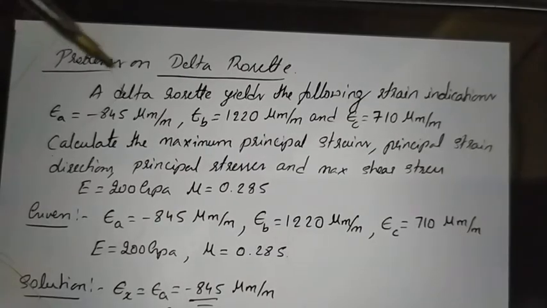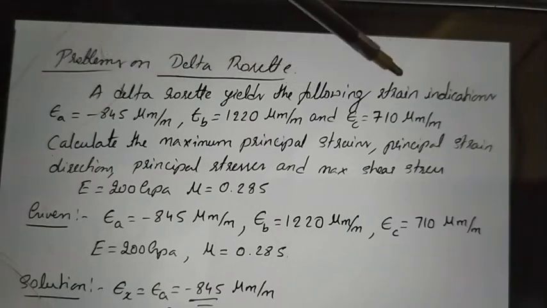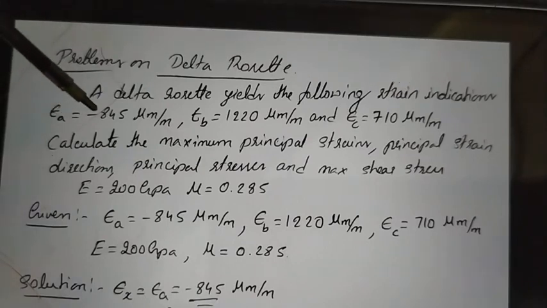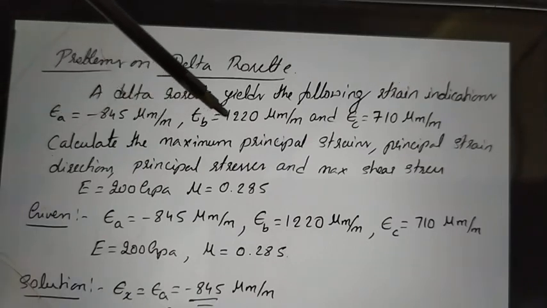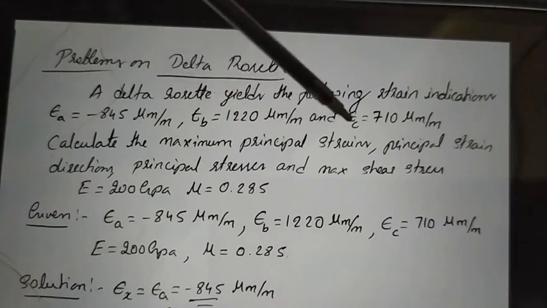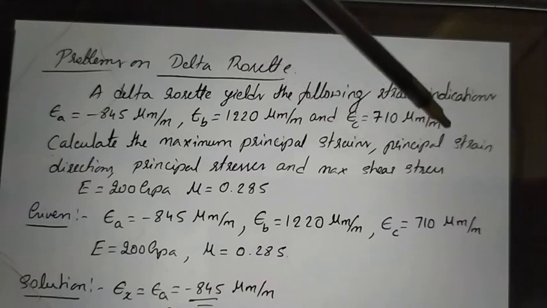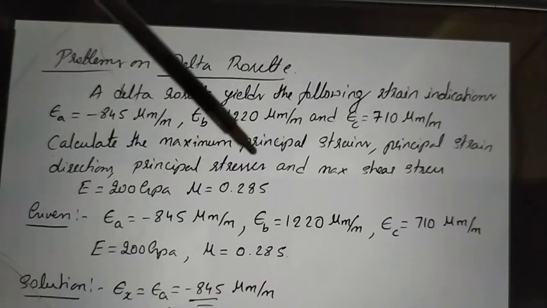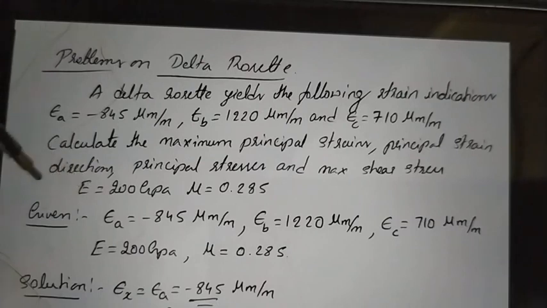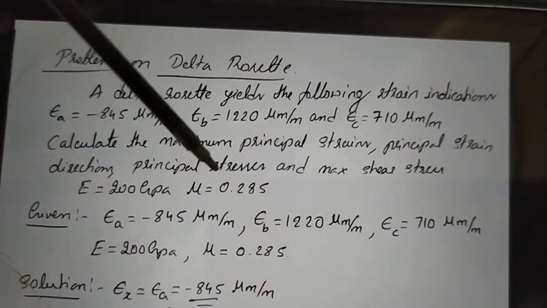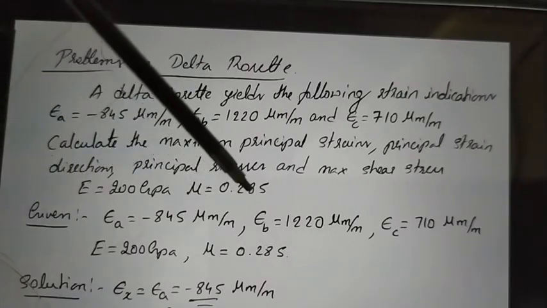Okay, next we move on to the delta rosette problems. It's also very important since many times they have asked the delta rosettes only. So here you can see this problem. A delta rosette yields the following strain indications: epsilon A is equal to minus 845 microns, epsilon B is equal to 1220 microns, and epsilon C is equal to 710 microns. Calculate the maximum principal strains, principal strain directions, principal stresses, and maximum shear stress. They have given a Young's modulus of 200 GPa and a Poisson's ratio of 0.285.